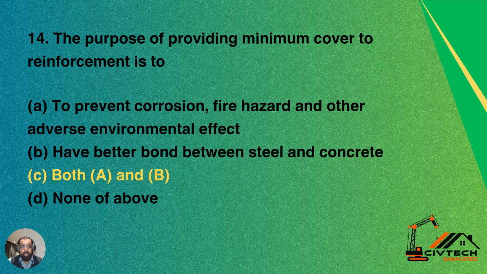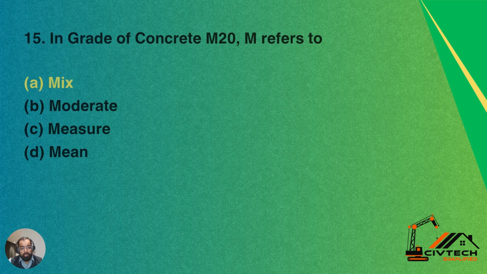Question 14. The purpose of providing minimum cover to reinforcement is: option A, to prevent corrosion, fire hazard, and other adverse environmental effects; option B, have better bond between steel and concrete; option C, both A and B; option D, none of the above. The purpose of providing minimum cover to reinforcement is both A and B: to prevent corrosion as well as fire hazards, and to have better bond between steel and concrete. That's why we provide the cover.